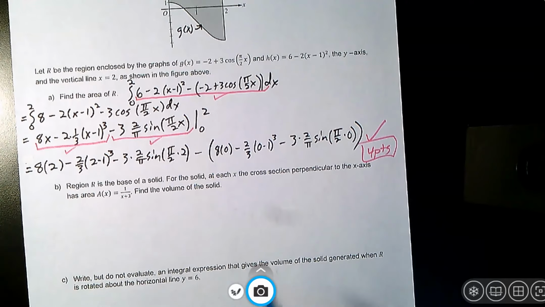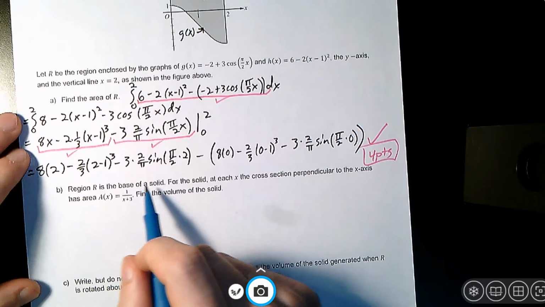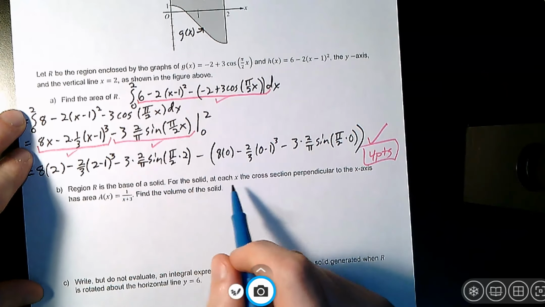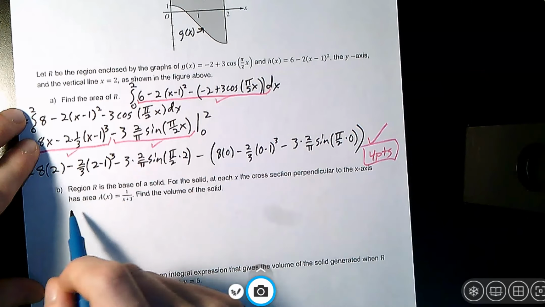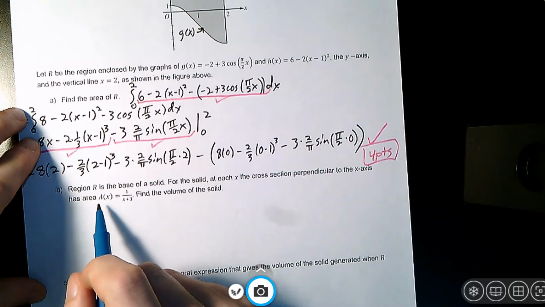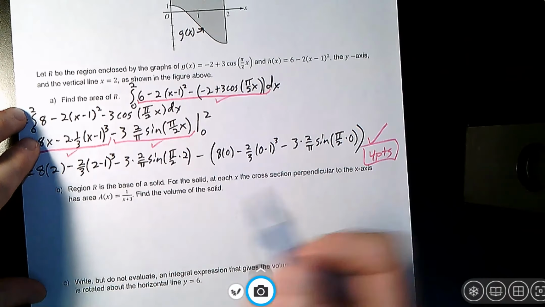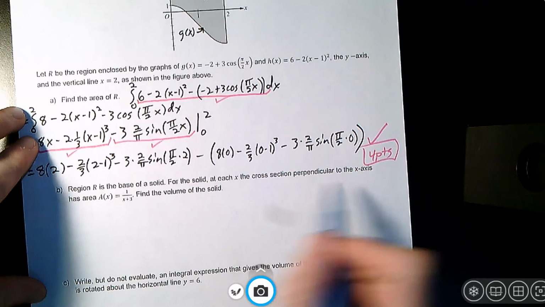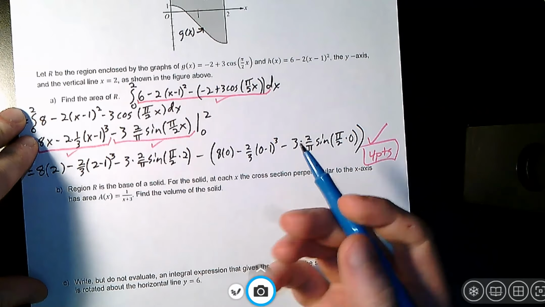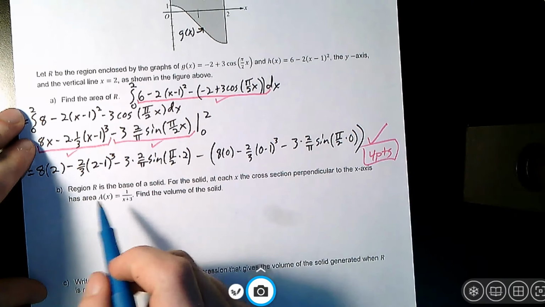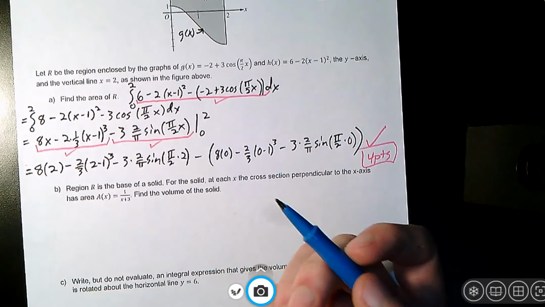Part B is where it starts to get pretty tricky. So region R is the base of a solid. For the solid at each x, the cross-section perpendicular to the x-axis has area given by A of x, and we need to find the volume of the solid. All right, this is weird because they didn't tell me about this cross-section. They didn't say it's a square. They didn't tell me it's a rectangle. They just told me its area, which is strange.